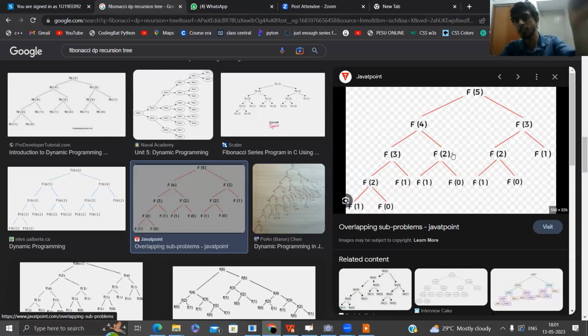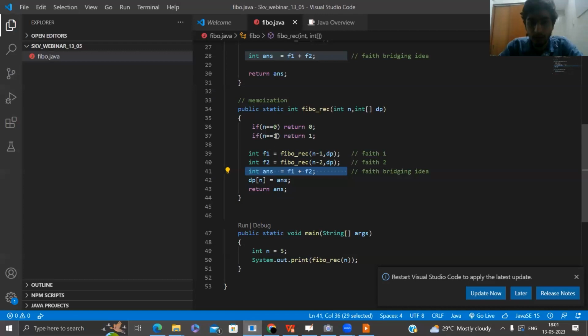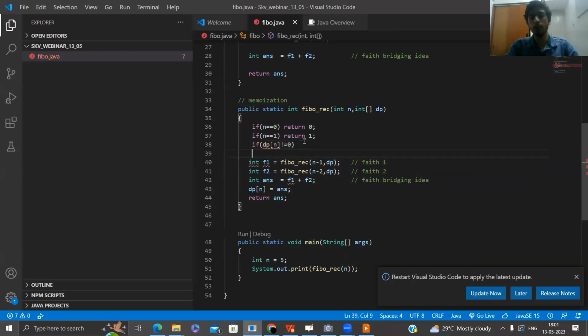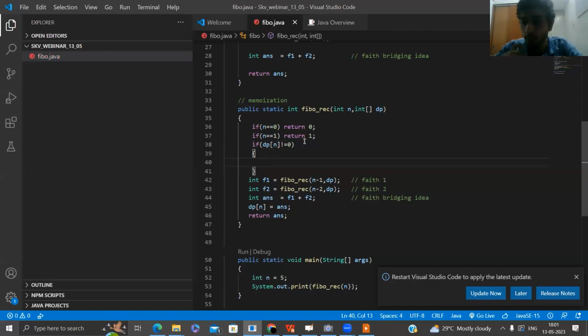So if that is stored in answer, before returning, we are going to be storing it in some kind of data structure which is called a DP array at the nth index, right? And before making these two recursion calls, I'm going to be checking if my DP of n is not equal to 0. That means I have already pre-calculated that value and stored it in the storage. So there is no need to make these two recursion calls once again. So from here, I want to return DP of n.